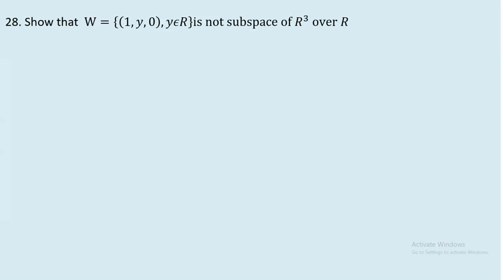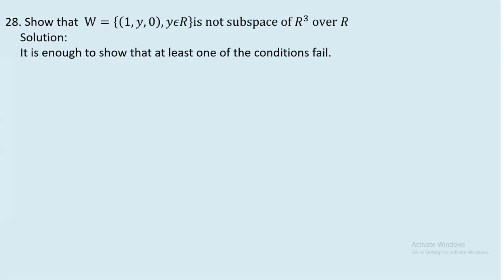Okay, students, now comes question number 28. It says, show that W given by this is not a subspace of R cubed over R. So now let's check whether this is not satisfying the subspace condition or not. So the solution goes like this. Here, it's enough to show that at least one of the subspace conditions is going to fail, okay?